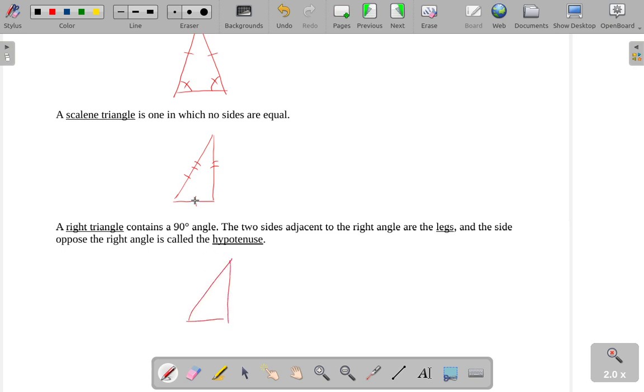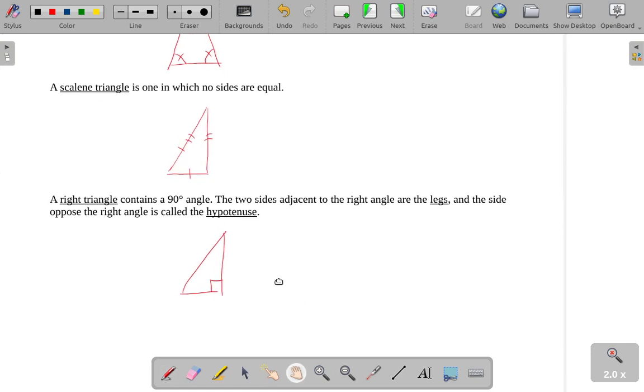Actually, I guess this triangle right here, that scalene triangle I just drew, was a right triangle as well. We indicate which angle is a right angle, which angle is a 90-degree angle, by putting a little square there. And not only that, when we're talking about a right triangle, we have some additional language that goes with it. We're actually going to be talking a bit more about right triangles in a future chapter. In chapter 9, I think.